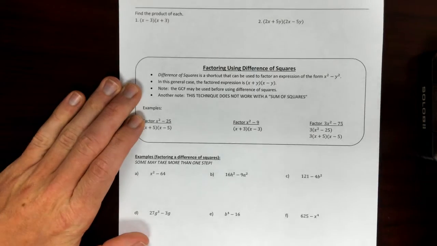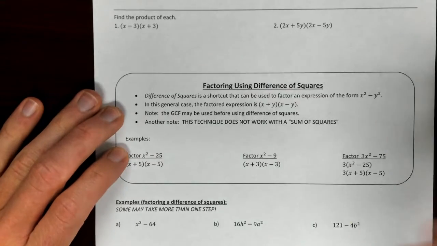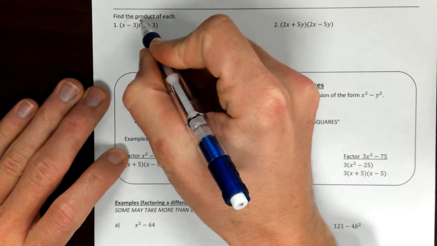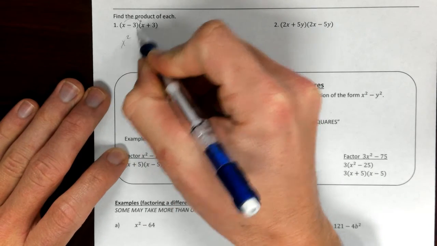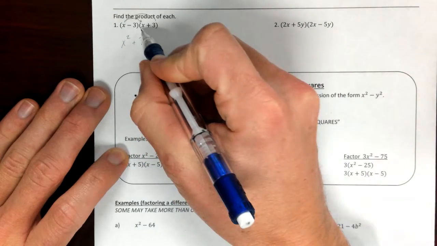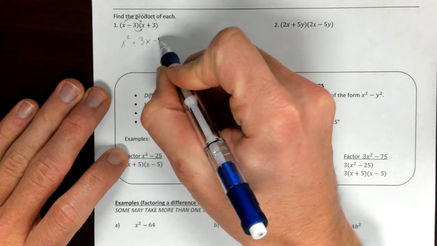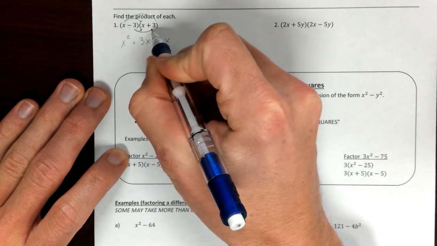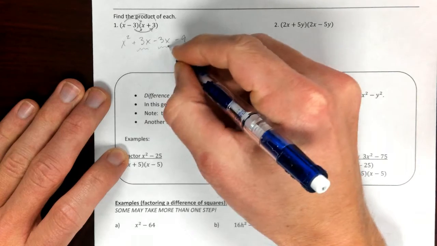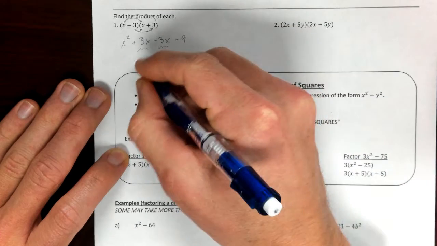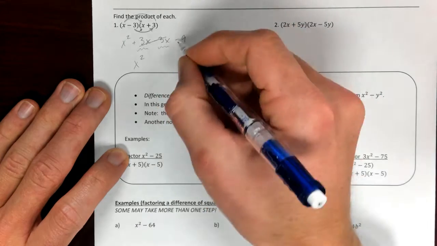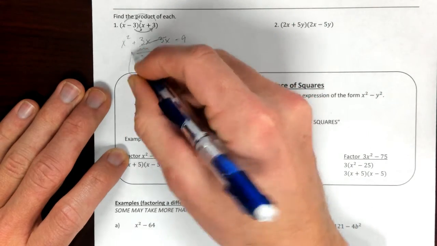Okay, so looking at number 1, we're going to take two binomials and multiply them out to get a trinomial. So I'm going to FOIL this. X times x is x squared. X times positive 3 is a positive 3x. Negative 3 times x is a negative 3x. And negative 3 times positive 3 is a negative 9. Now we want to combine like terms, which are the x to the first powers. When I do, positive 3x and negative 3x cancel out, and we're left with x squared minus 9.